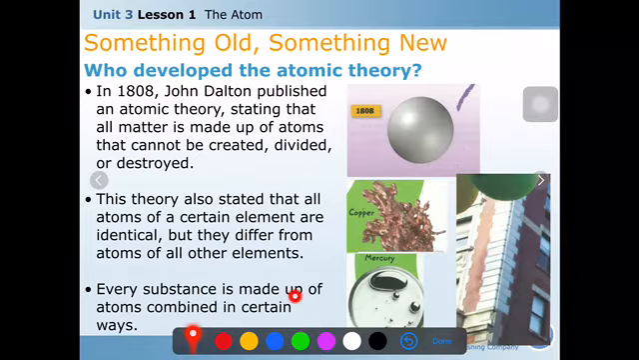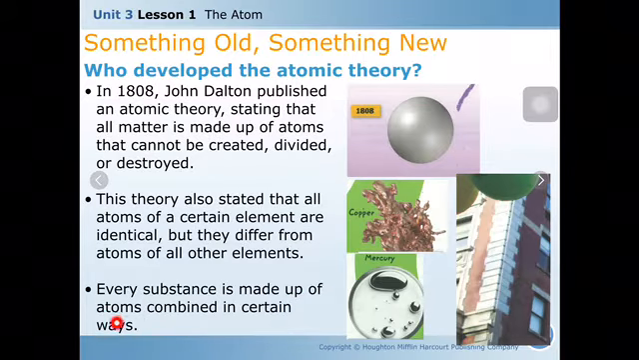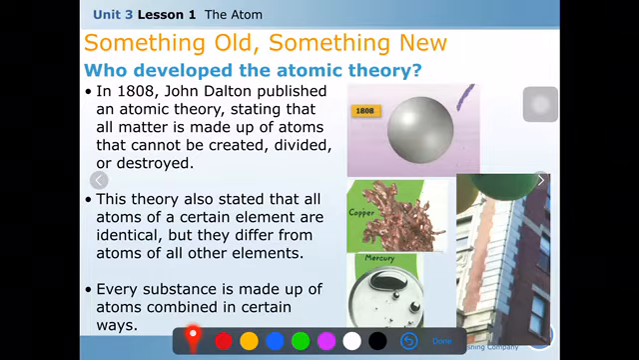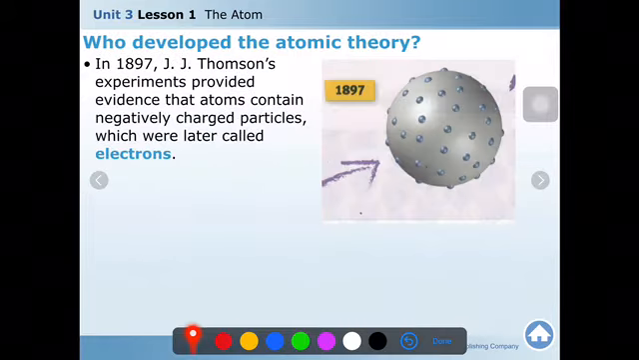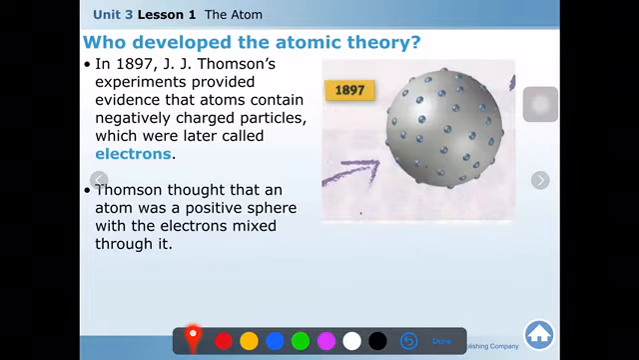Every substance is made up of atoms combined in certain ways. You see, each and every substance in our environment is made up of atoms, and they combine in different ways. You know, even the same atoms in different substances can combine in different ways. The molecular structure can be different from one material to another. That's why the materials are different from each other.